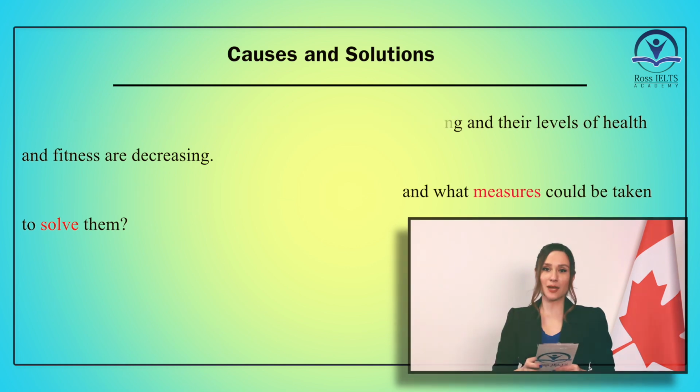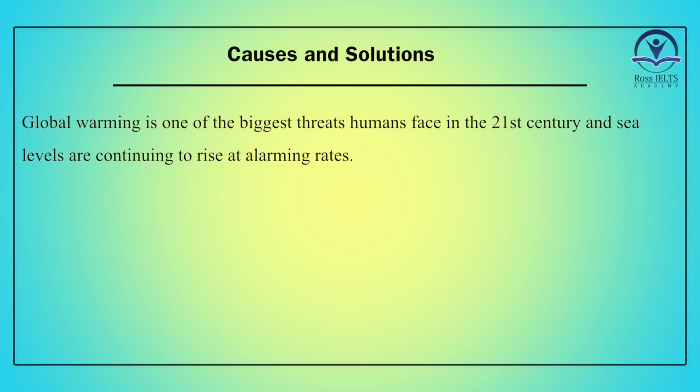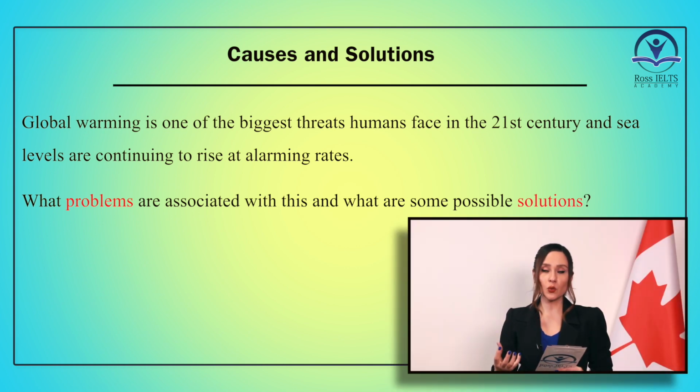Let's look at another example. Here in the question statement, it says, global warming is one of the biggest threats humans face in the 21st century, and sea levels are continuing to rise at alarming rates. What problems are associated with this, and what are some possible solutions? Again, here we have an issue, we have something to talk about in the question statement, and then we are asked to talk about the problems and solutions for this issue. So this is a problems and solutions question.